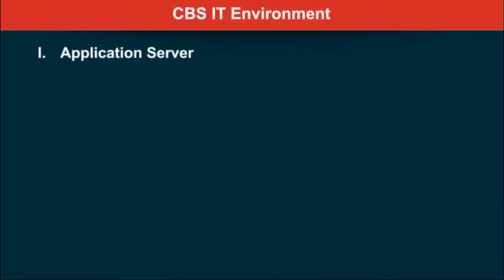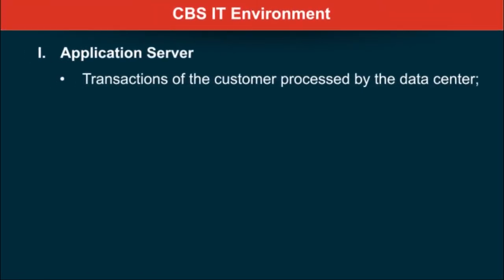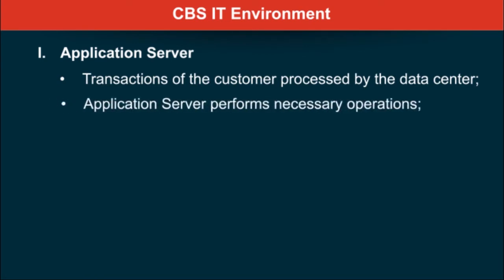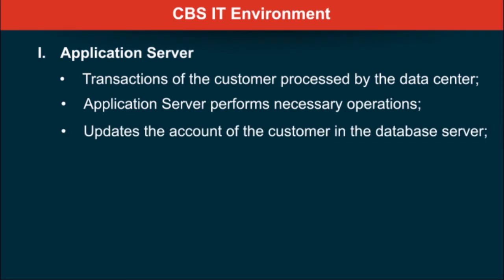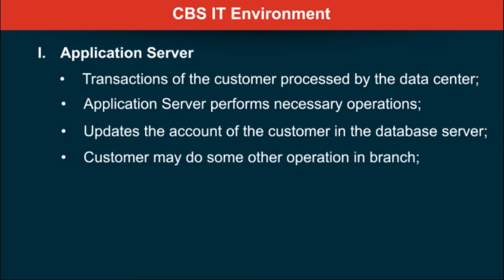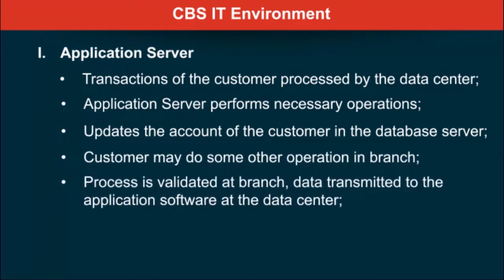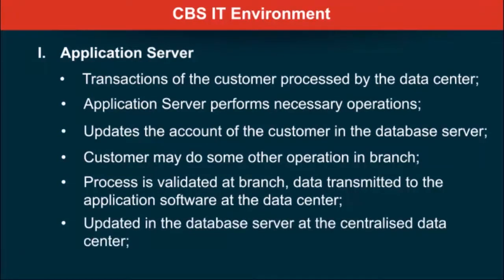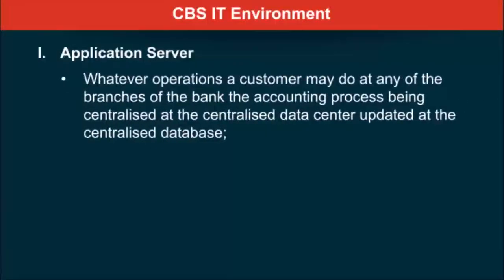So what about the application server? What does it do? Transactions of the customer are processed by the data center. The application server is the one which actually does this work. It updates the account of the customer in the database server. So it's like a layering which is happening. A customer may do some operation in a branch, the process is validated at the branch, and data is transmitted to the application software at the data center. It's updated in the database server, correct? Whatever operations the customer does, it will be automatically updated in the centralized database, whether he does it from internet banking or ATM or at the branch, whatever the case may be.